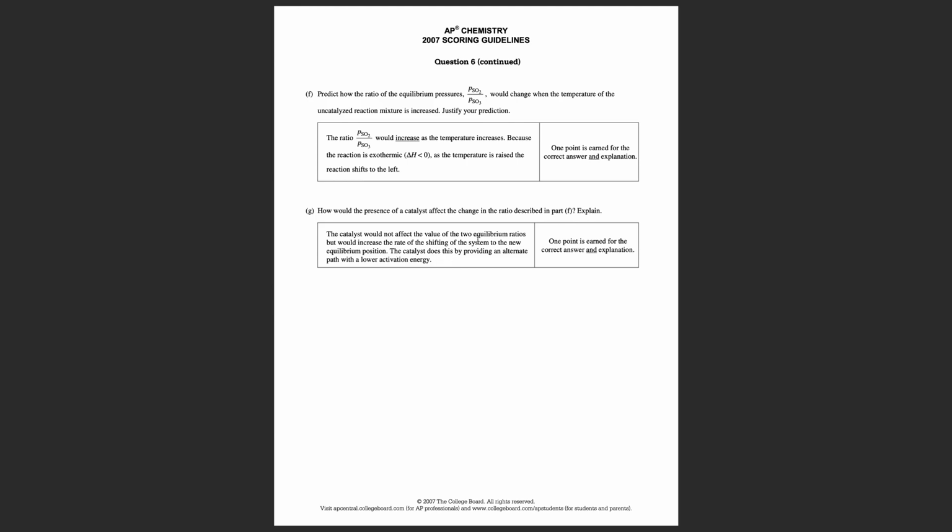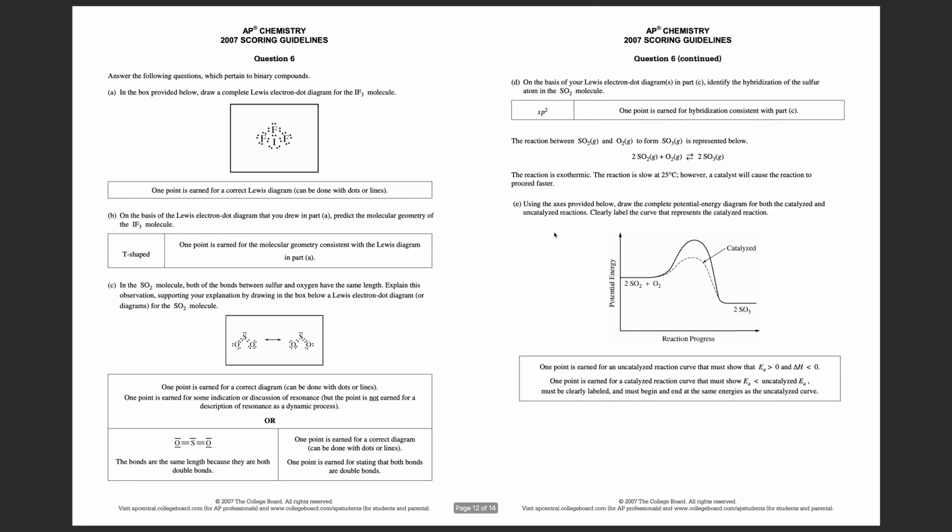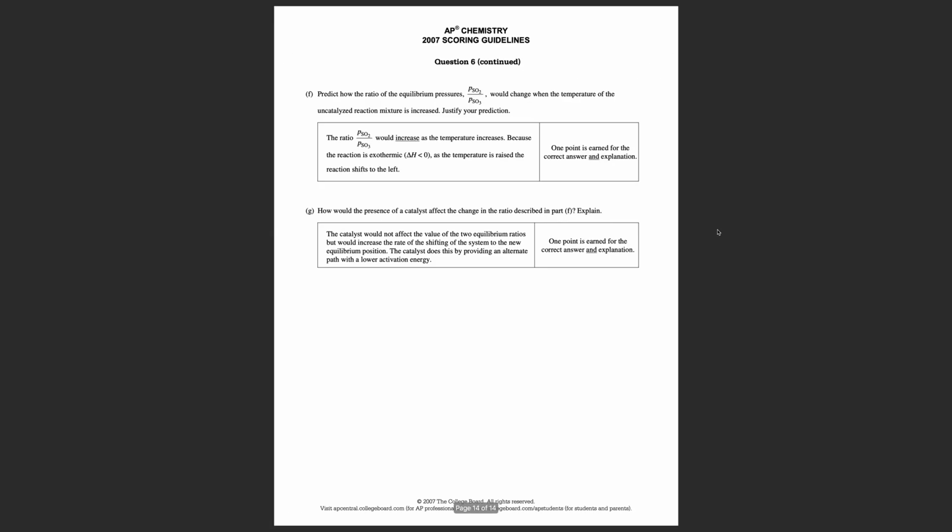Okay, so a little point here about what catalysts do. They create an alternate path with a lower activation energy, but they don't affect the values of the two ratios. Okay, the equilibrium constant, I should say, is dependent on what the reaction is and on temperature, but the presence of a catalyst is not going to affect the equilibrium constant. Temperature would, though. Right? Hope this was helpful.